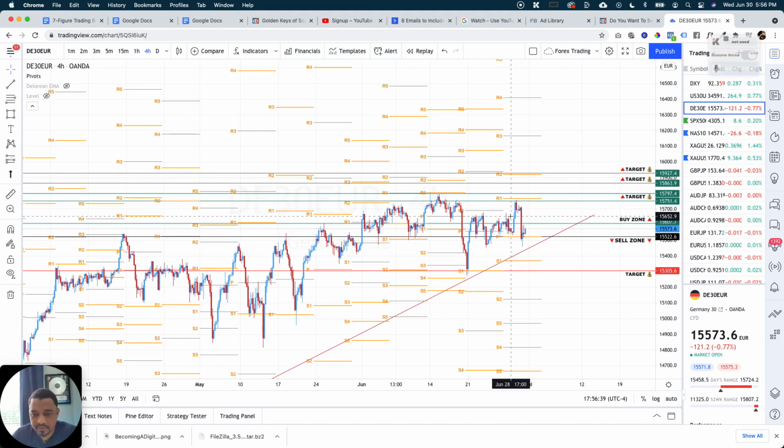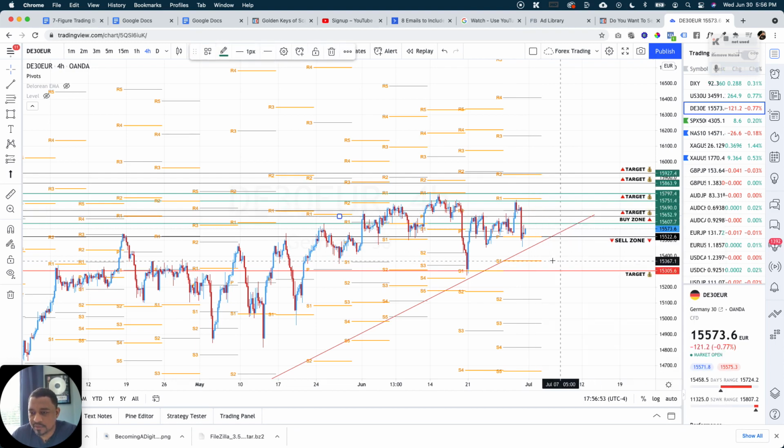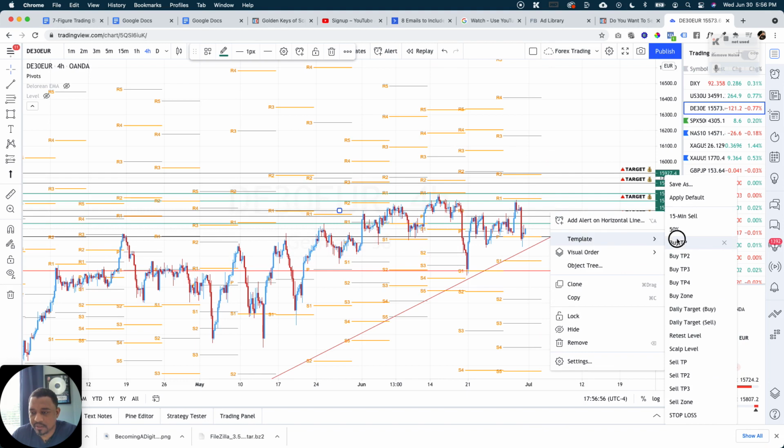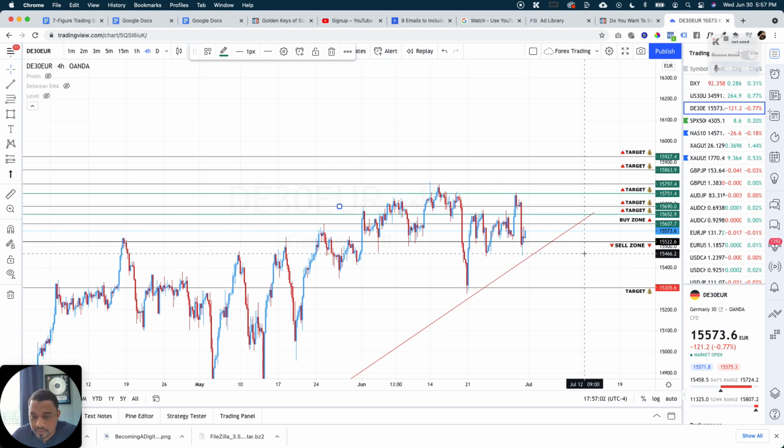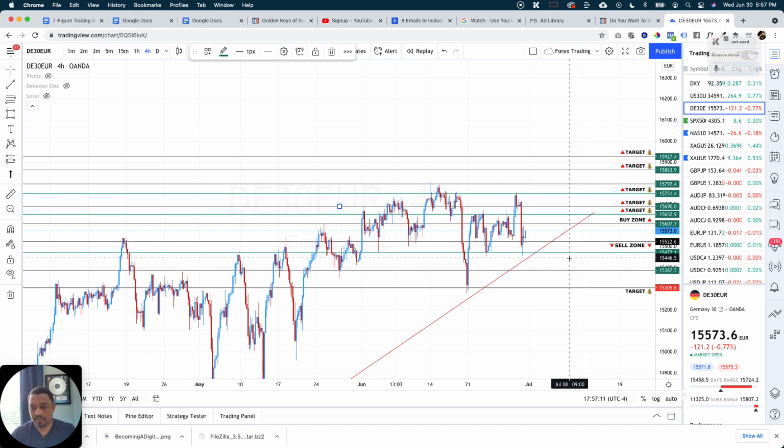See, there's a pivot, which would be a potential target. And this is an index, so it does not take big moves to make decent money. Then on the sell, I target pivot points in the market. Target.